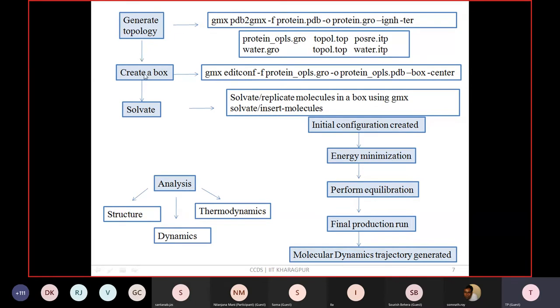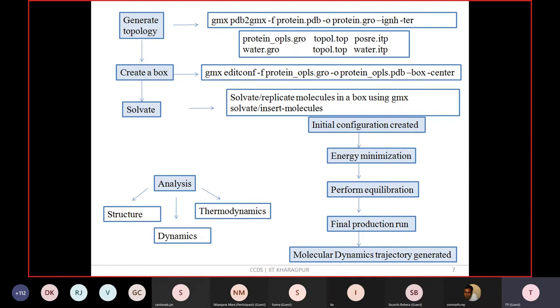In the next step, we create a box. Once we have this GRO file, it's important that we generate a box and keep the protein in the center of the box, and we do that using gmx editconf. Once we do this, we basically have an empty box. It can be cubic, it can be orthorhombic. You can select it according to your choice, or according to the shape of the protein molecule you want.